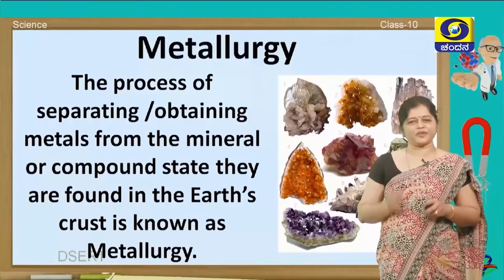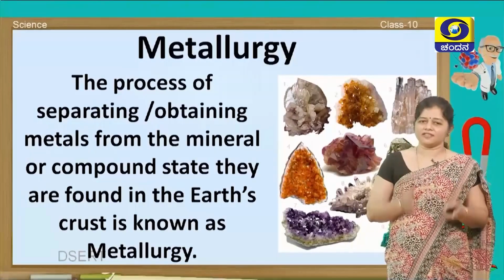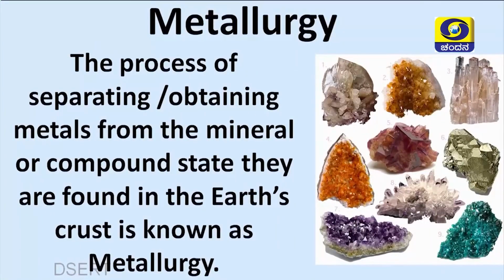Metallurgy is the process of obtaining or separating metals from the mineral or compound state they are found in the earth's crust. So, this is a process wherein you find minerals in the earth's crust, and you have to separate the metal. For example, sodium chloride has sodium metal. So, separating sodium metal from the sodium chloride compound is a process of metallurgy.